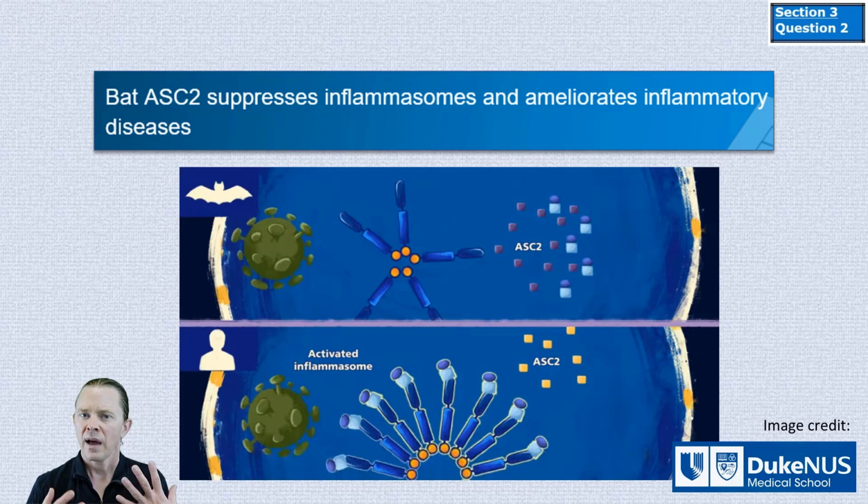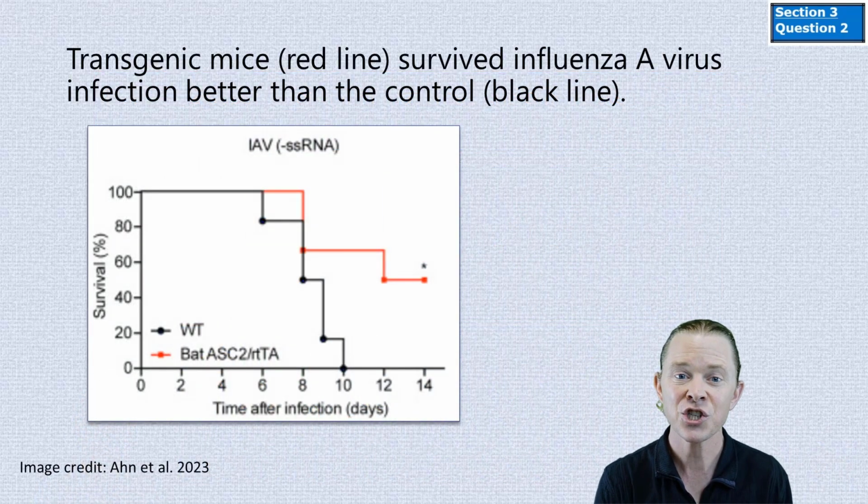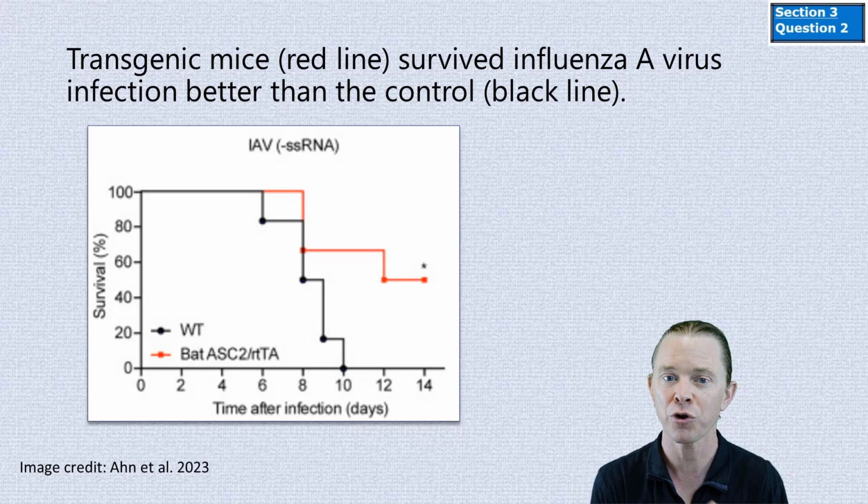Actually, humans have the protein ASC2 as well, but it is poorly expressed in most tissues, so humans cannot receive the benefits and thus develop harmful inflammatory responses to bat-borne viruses. So, the research team wanted to check whether the BAT-ASC2 could be developed as a therapeutic tool for infections in humans. They found that transgenic mice that expressed BAT-ASC2 were more protected from influenza A virus than the control group.